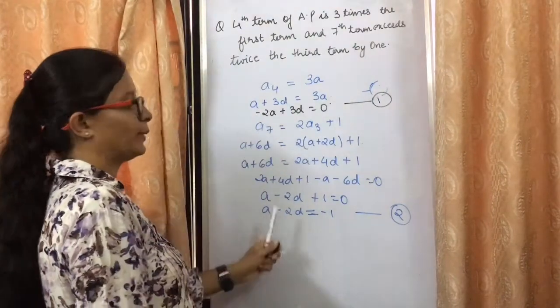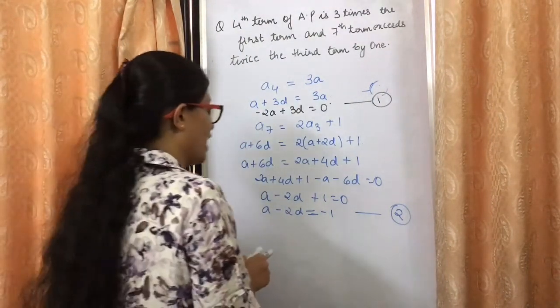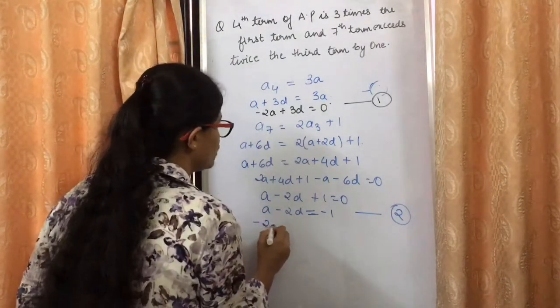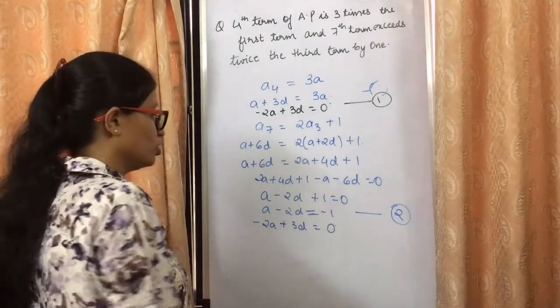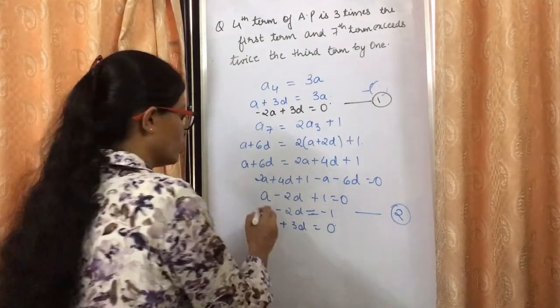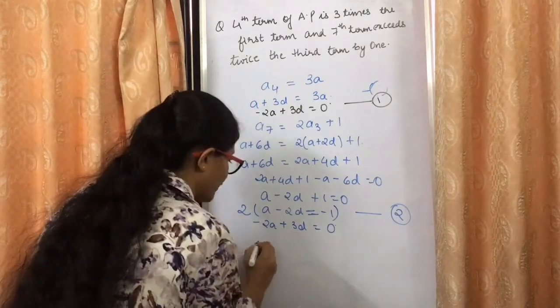Now, by solving equation 1 and 2, you will get the values for A and D. Let's see how. Now, it is minus 2A plus 3D is equal to 0. This is my equation number 2. कुछ भी common नहीं है. So can I multiply this equation by 2? If I multiply 2, see what I will get.